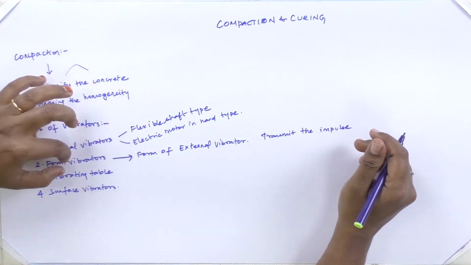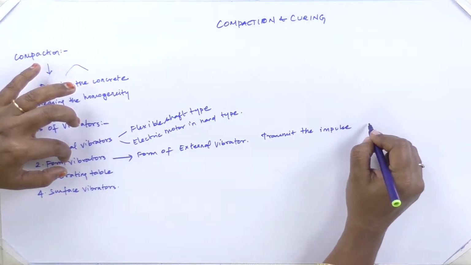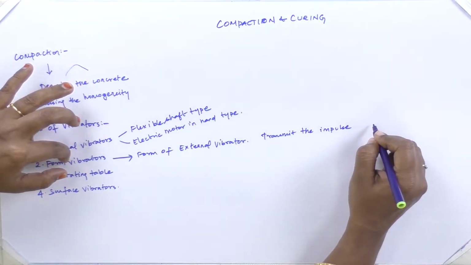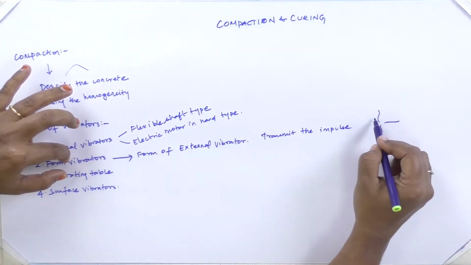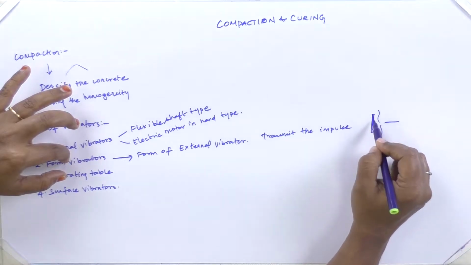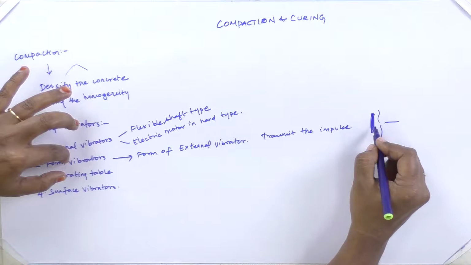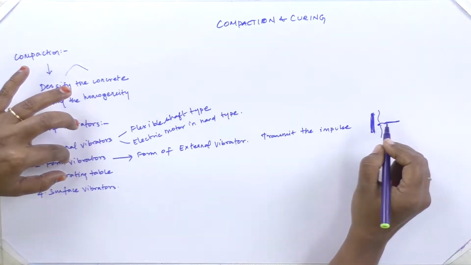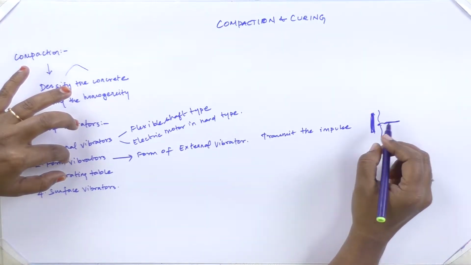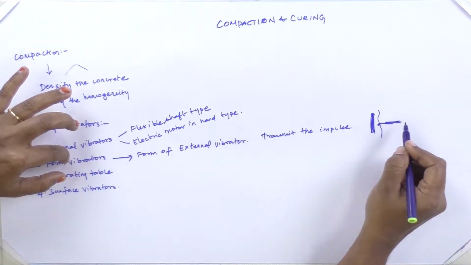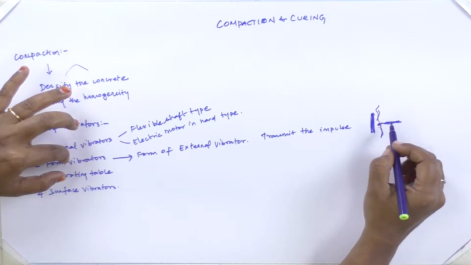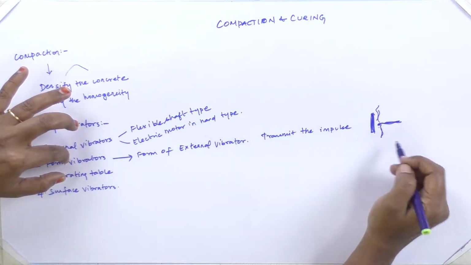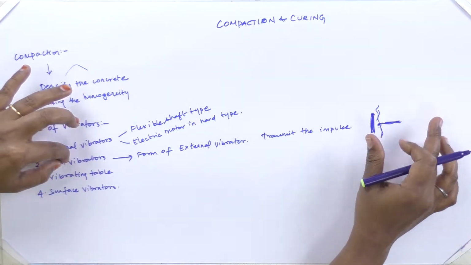And these form vibrators will transmit the pulse both in the plane and perpendicular to the plane. That is, if this is the formwork vibrator, then when it is being operated, it will pass impulse on the plane and also perpendicular to the plane, so that the concrete in this portion will get compacted.